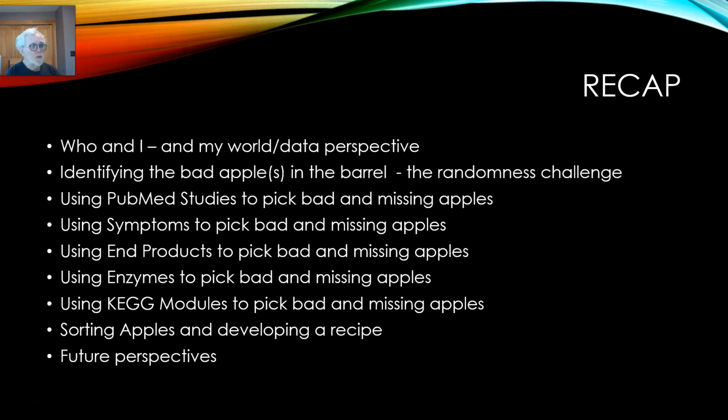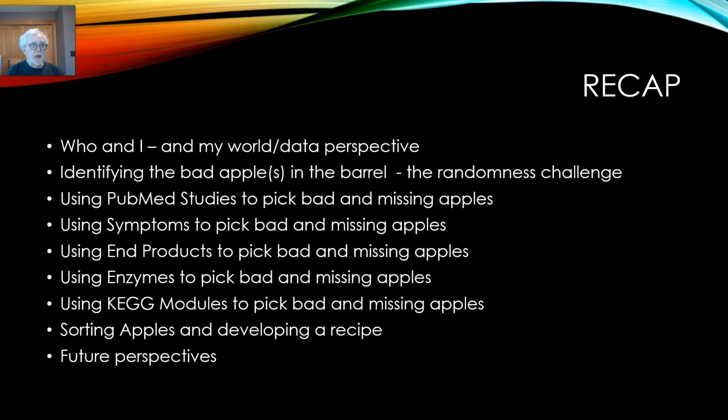The next one was using PubMed studies to pick bad or missing apples. A lot of PubMed studies have been done for a variety of medical conditions, and they seem to find a pattern of certain bacteria being high or other bacteria being low. From your microbiome sample, you can apply those to filter out the ones which have a better probability of being the ones you really want to change.